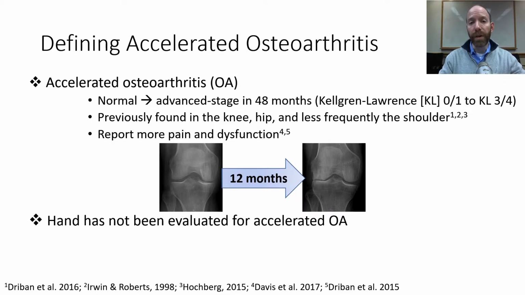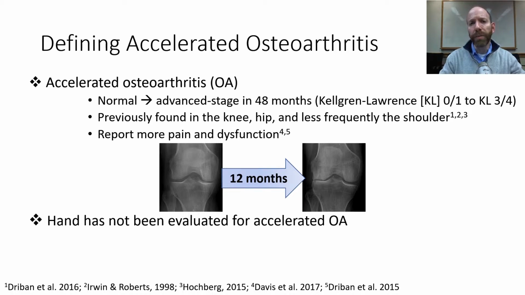Osteoarthritis is often thought of as a gradually progressing disease. However, some individuals will develop an accelerated form of osteoarthritis, in which their joint progresses from normal appearance on radiographs to advanced stage disease in as little as 48 months and often in just 12 months. This has been described at the knee, hip, and occasionally at the shoulder.